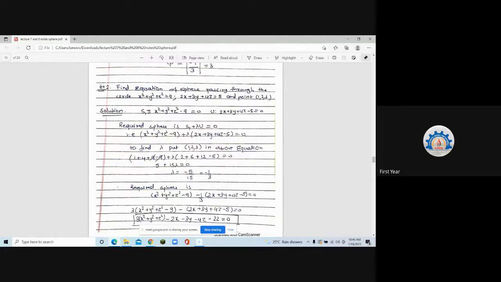The question is, find the equation of sphere passing through the circle x square plus y square plus z square is equal to 9, comma 2x plus 3y plus 4z equal to 5 at a point 1, 2, 3. Okay, suppose this is your question.